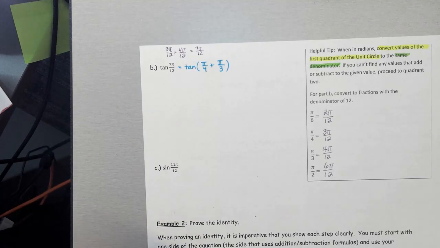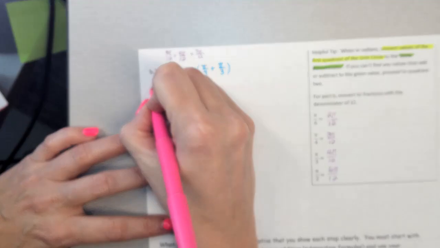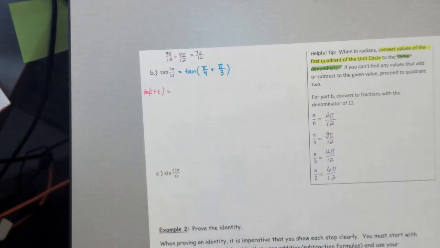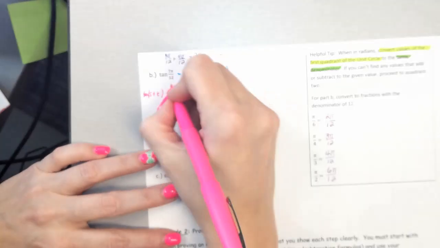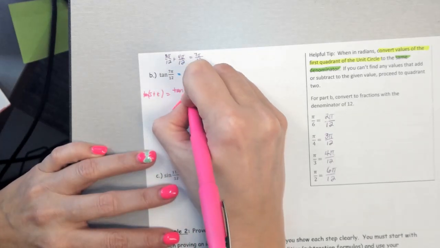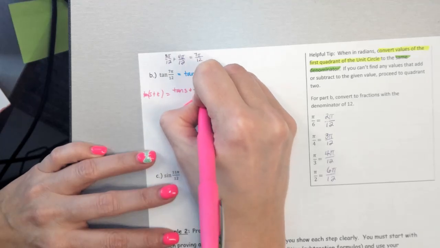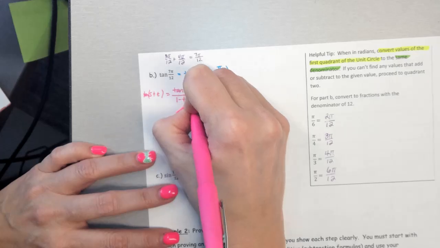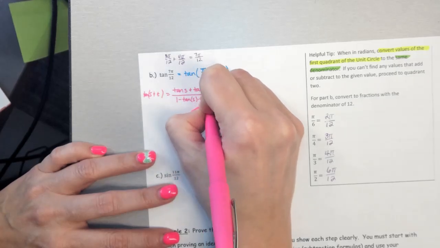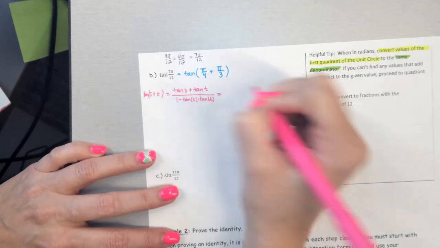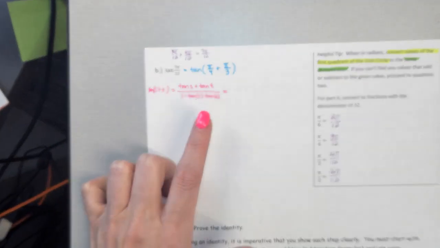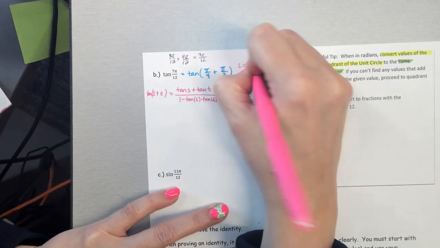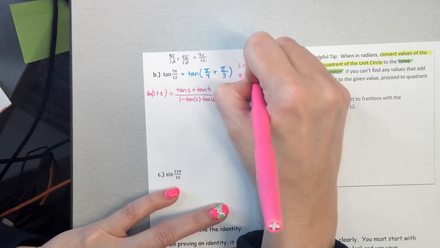Okay, and then we're going to use our tangent, s plus t. So it's the tangent of s plus the tangent of t. Okay, so based on that formula, let's go ahead and plug those in. So I'm using my s is pi over 4, my t is pi over 3.